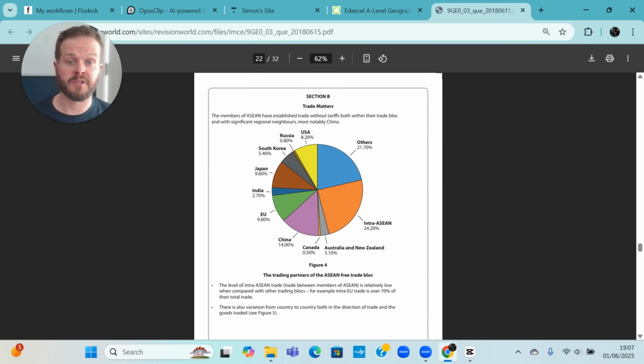Another example here from section B. This again shows, we've got that very quick summary straight from the off. I can see that the ASEAN nations have a large range of trading partners, and the majority of these tend to be what you would class as core nations.